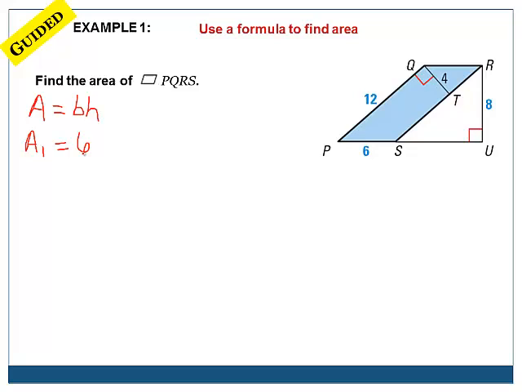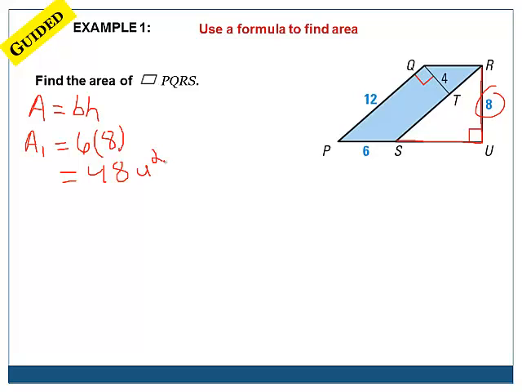So if I use 6 for my base, now I need to find my height. In order to find the height of my parallelogram, I need to find the lines that create a right angle. So if 6 is our base, we have to use 8 as our height, because you can see from our base down to our other base, these two lines are perpendicular, and the height of that is 8. So we're going to do 6 times 8, which is going to give us 48. And it's important on these types of questions to look at the units. There are no units in this problem, so we're just going to say u for units squared.